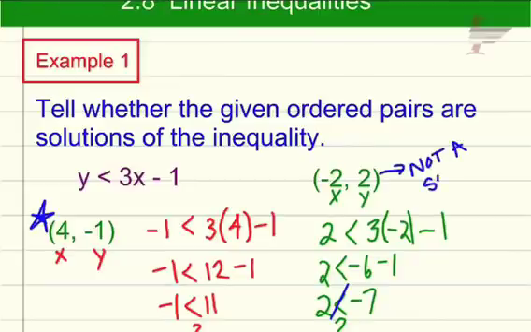So for these problems, all that you're going to do is plug in the x and the y. Simplify the left side, simplify the right side. You don't need to be moving things around to both sides. And just see if you have a true statement. So there is your first example for your notes. So hopefully you guys all wrote that down.